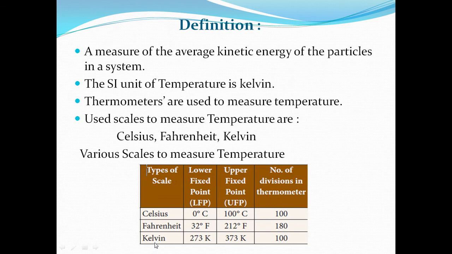Next, the Kelvin scale. The lower fixed point value is 273 Kelvin and the upper fixed point value is 373 Kelvin. The number of divisions is the upper fixed point minus the lower fixed point: 373 minus 273, so the number of divisions is 100. Are you clear? The scale readings were fixed by the scientists, so we use the Celsius scale, the Fahrenheit scale, or the Kelvin scale for measurement.